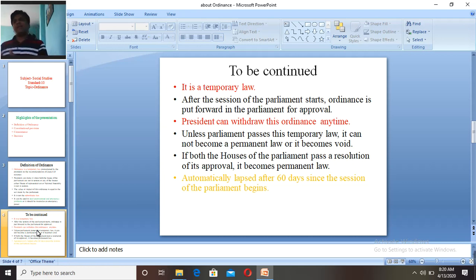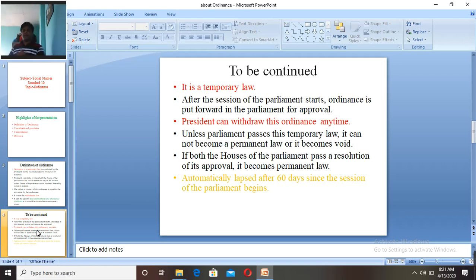But an ordinance cannot be made permanent by the executive itself. In order to make it permanent, there must be the support of the parliament, and parliament makes it either temporary or permanent. So it is a principle of check and balance. So the president can withdraw this ordinance anytime. Yes, as per the wish of the president, the president can withdraw this ordinance at any time. Unless parliament passes the temporary law, it cannot become a permanent law, or it becomes void.